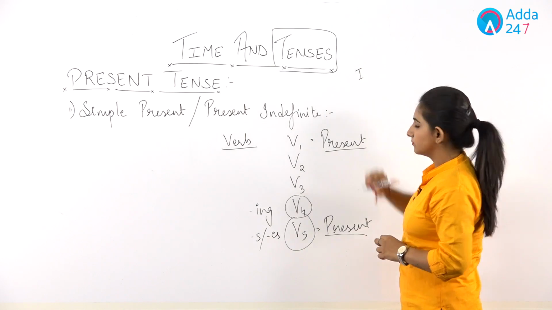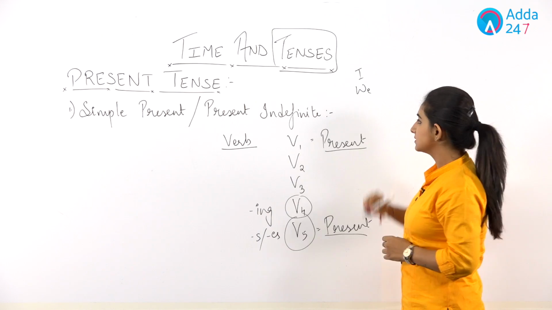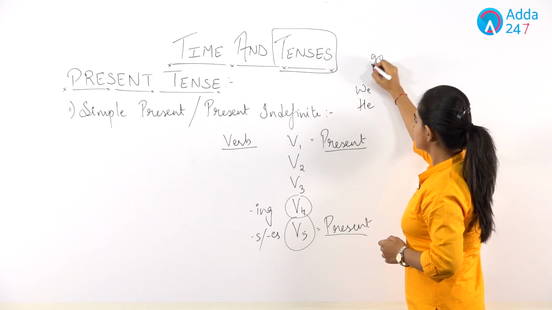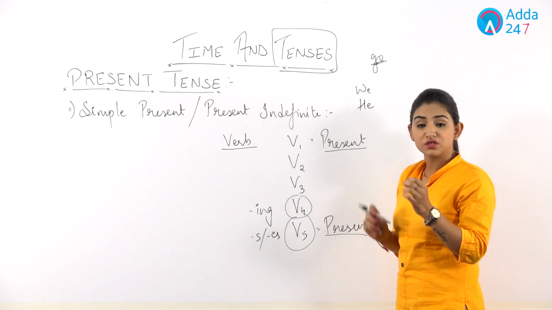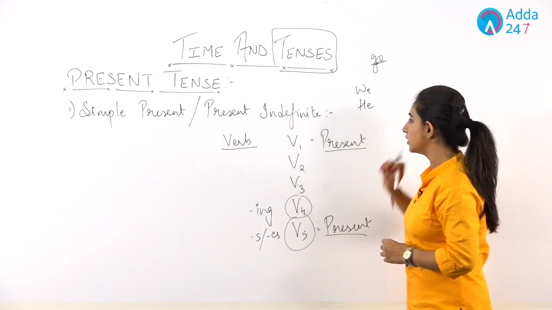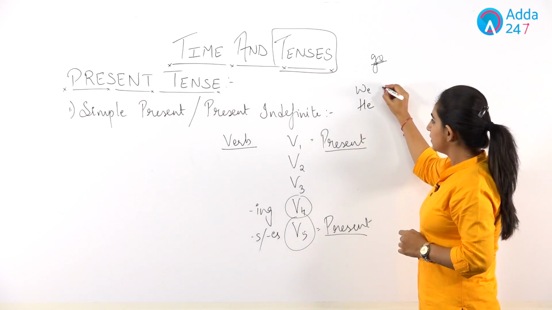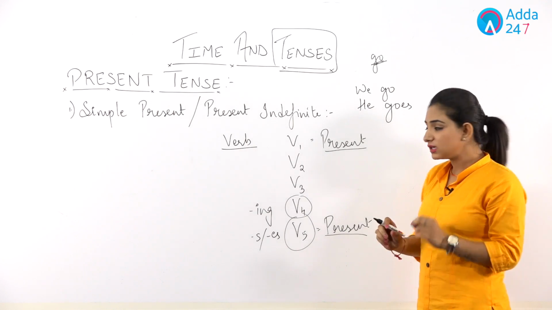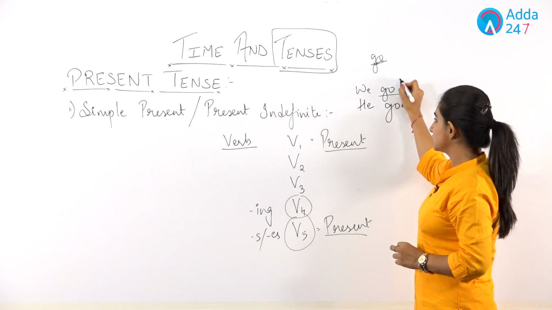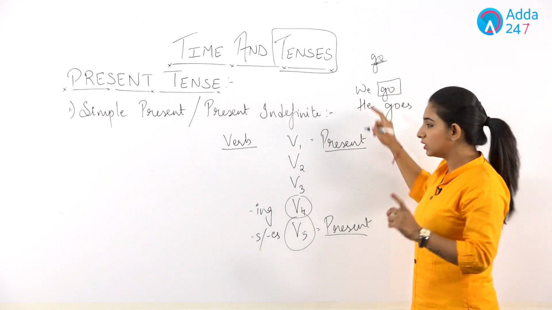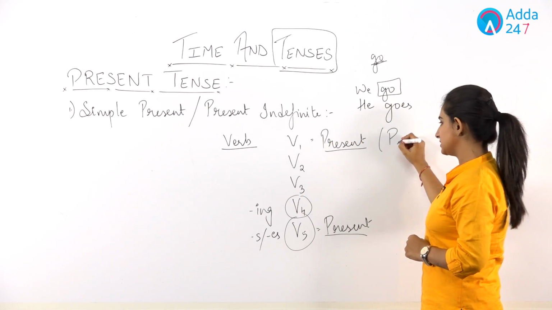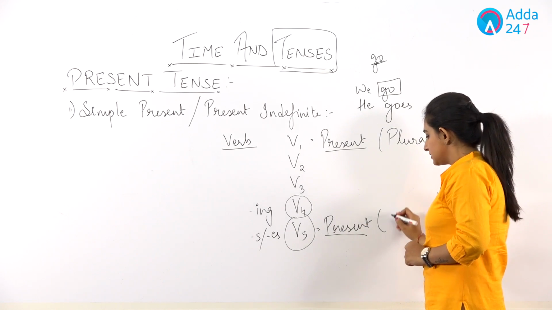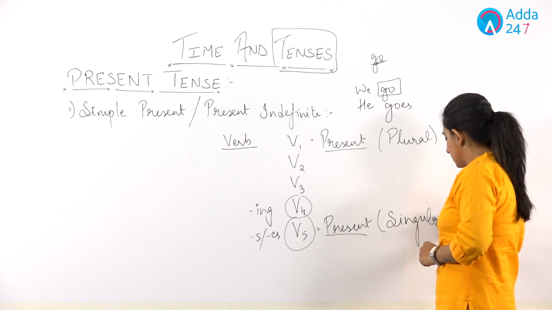Now if I write I somewhere, or if I write we somewhere and I write he, and you have to use a verb go, what will you write with? Which form of verb will you write with we and which form of verb will you write with he? If we are writing we, we'll use go, and if we are writing he, we'll write goes. What is the difference? If we are using V1, that is go, we are using it with plural subject, that means V1 is present tense but plus plural in number. And if we talk about V5, it's present tense plus singular in number.